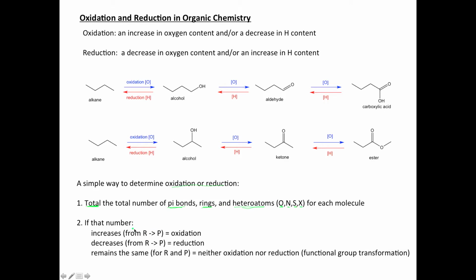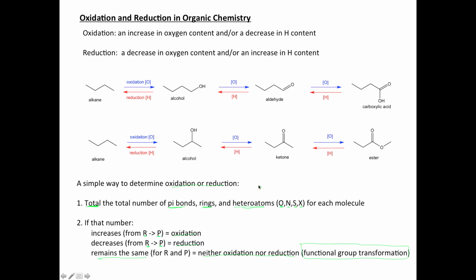Okay? When we look at that number, I'm abbreviating reactants as R and products as P. If that number increases as we go from the reactants to products, that is an oxidation. If the number decreases as we go from a reactant to product, that will be a reduction. And if that number remains the same, that's neither an oxidation reaction nor a reduction reaction. That's what we like to call a functional group transformation.